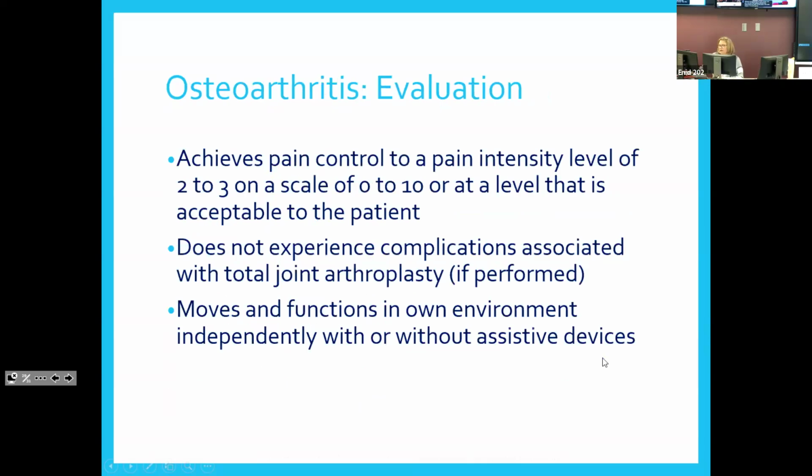So you're going to want to evaluate your patient with osteoarthritis. We talked about the pain control. And then, of course, what pain level is acceptable to the patient.